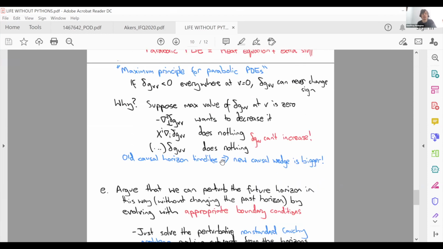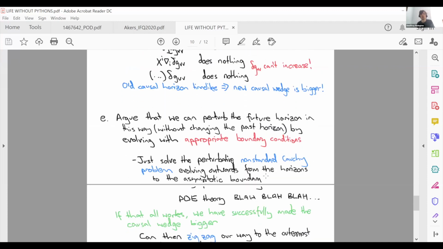Okay, so what that shows is if delta GVV is negative everywhere, then by perturbing the solution in this way, we found a sort of new horizon that satisfies the constraint equations everywhere, and that has a bigger causal wedge because the old causal surface is everywhere time-like separated from the asymptotic boundary.